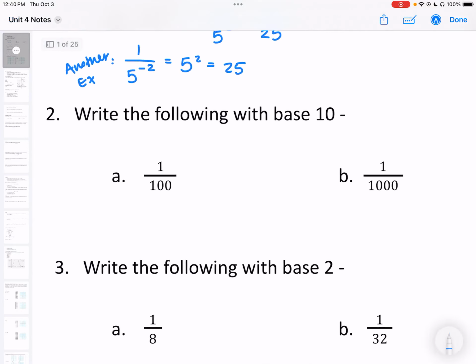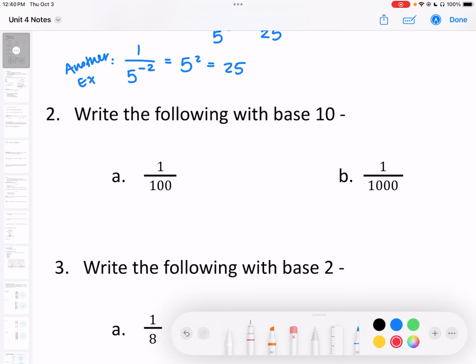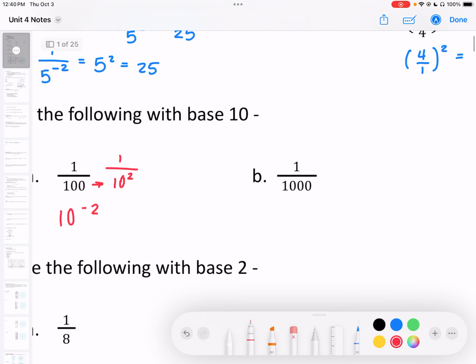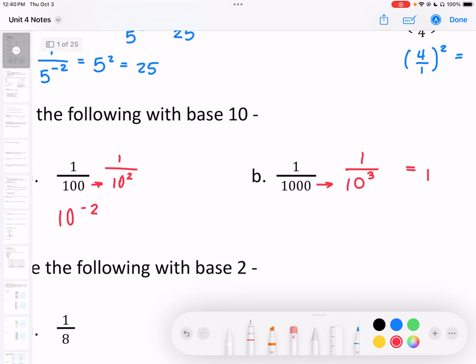Write the following with a base 10. So if we are interested in writing this with a base of 10, we would write 10 to the power of negative 2. Think about this being 10 squared in the denominator. If we want to write it with a base of 10 instead of as a fraction, we would do 10 to the power of negative 2. Similar situation here, this would be 10 cubed as a fraction, or we could write that as 10 to the negative third.